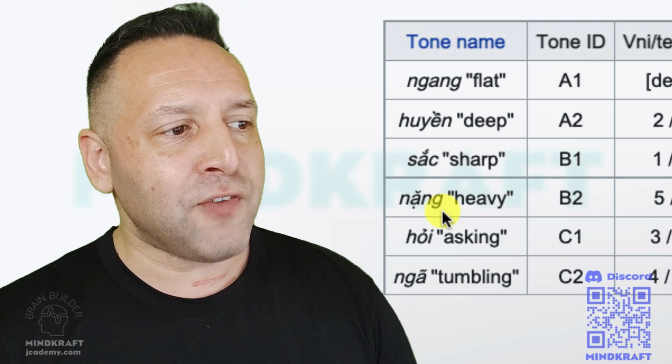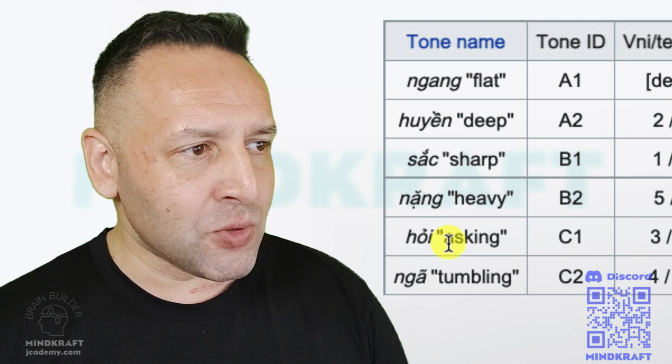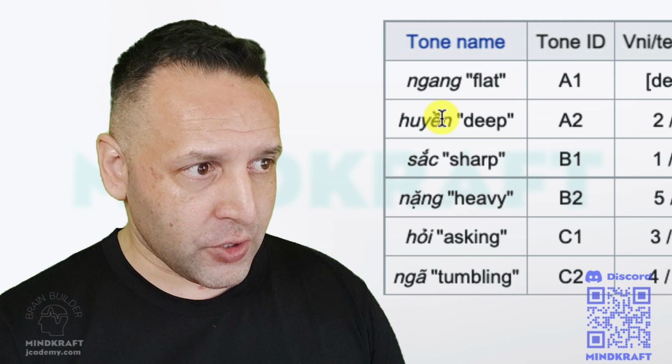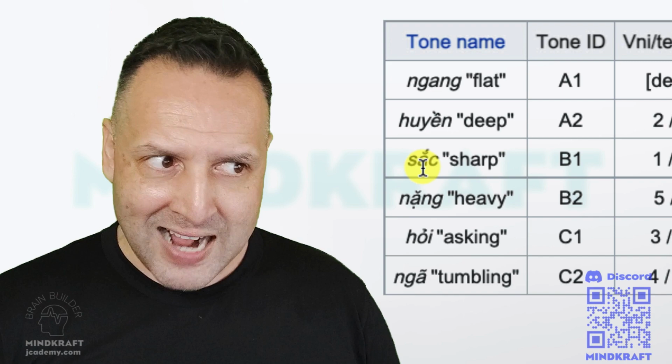Now, have a look at the symbols they've used here. For this flat one, no symbol. For this huyen, it's this falling stroke. I guess if you're watching your way, it'd be falling stroke going down. Then for the sat tone, it's actually going up that way. For the nak tone, it's a dot underneath.